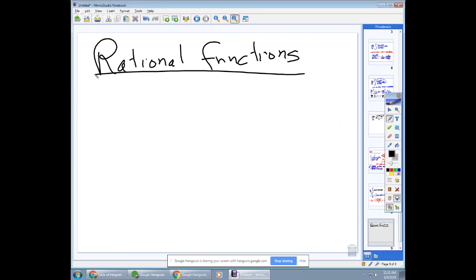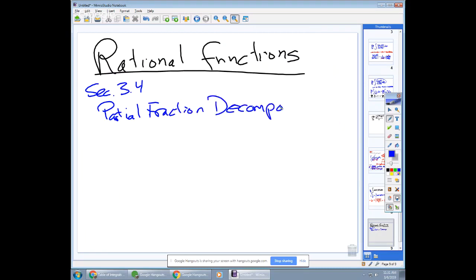Yeah, so the technique, this is section 4, is that what we're on now? Yeah. So section 3.4 is technically called, if I can spell it, partial fraction decomposition. And it's a series of a couple of tricks that are used to take a rational function that's complicated and break it down into some simpler rational functions.